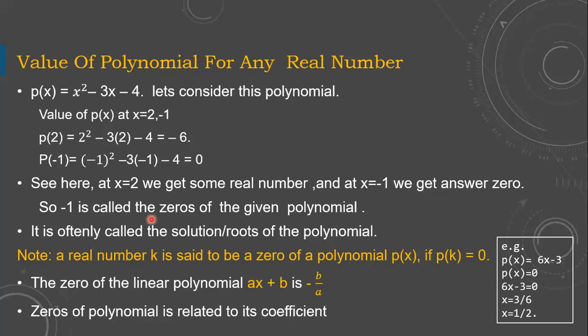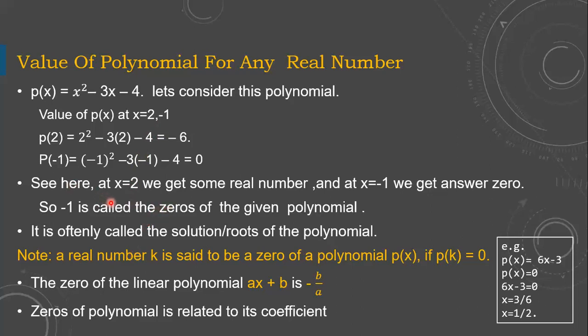So here you can observe, friends, that we get the answer minus 6, so we can say that this is the value of the polynomial at 2, and here we get the answer 0, which is the value of the polynomial at minus 1. Since we get the answer 0, we can say that minus 1 is the 0 of the given polynomial. So let's now understand what the zeros of a polynomial are.